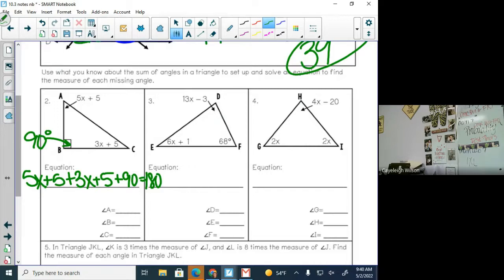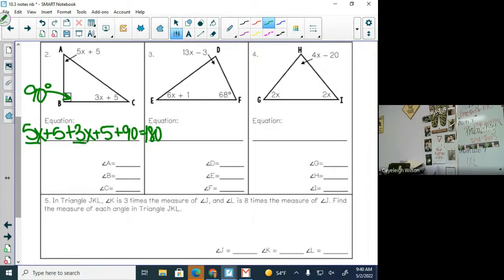Which makes sense, how we've been practicing our DMR all week. You should be able to combine the like terms. The like terms that I have here are this 5x and this 3x. So 5x plus 3x is 8x. I've got some numbers. 5 plus 5 is 10, plus 90 is 100. I'll subtract the 100. So that's 8x equals 80. Divide by 8, and x is 10.